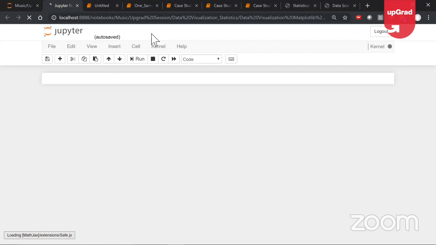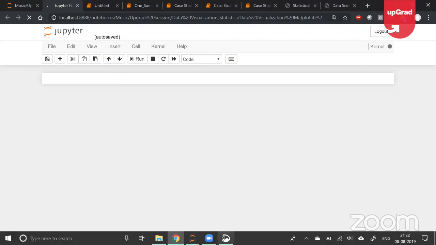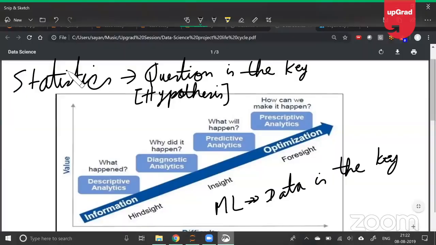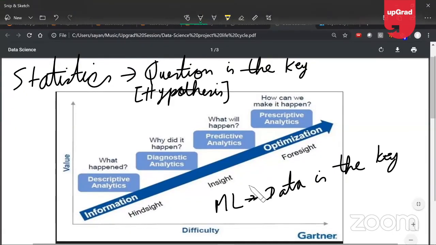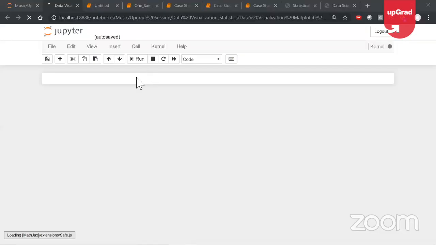I'll just take up a quick example with all of you, and once again, just to touch base upon what we were initially discussing. Statistics always starts with the question in mind, whereas in machine learning and data science that you're doing right now as part of your course, data is always at the forefront. So based on data, you're actually writing up the questions. Just be aware of that part, all of you.